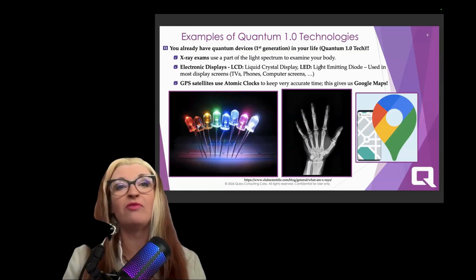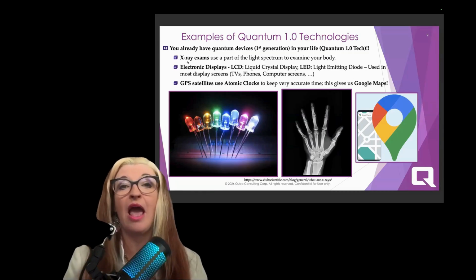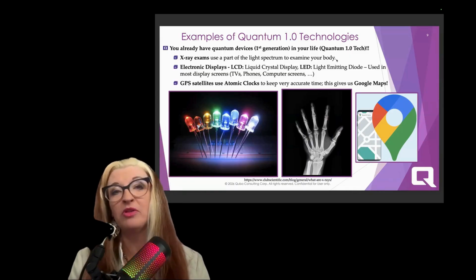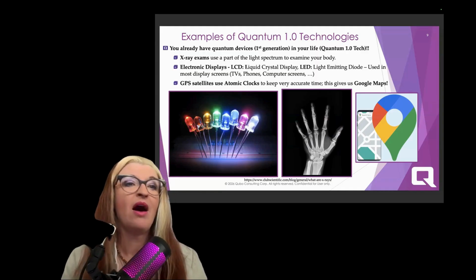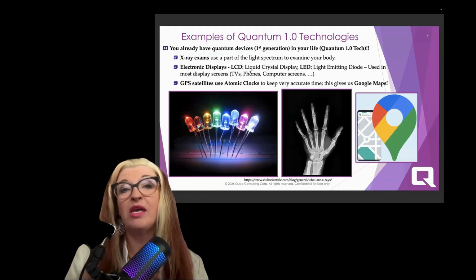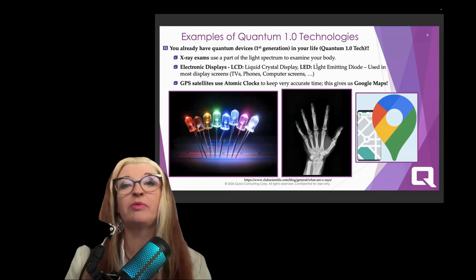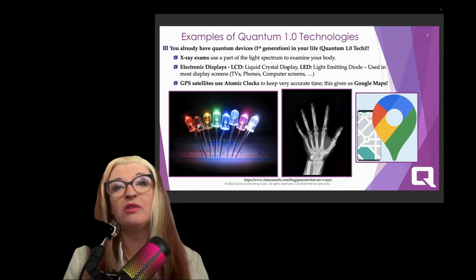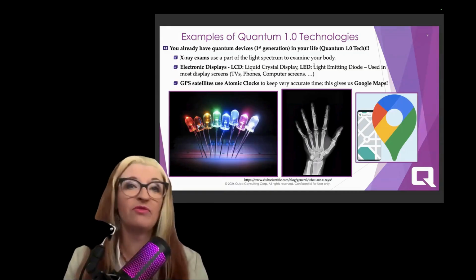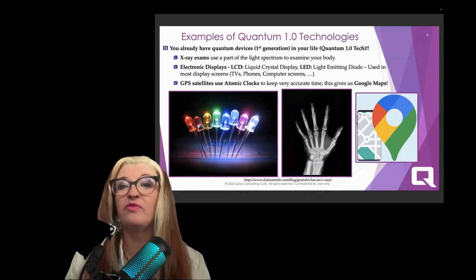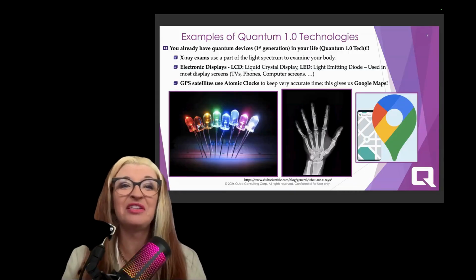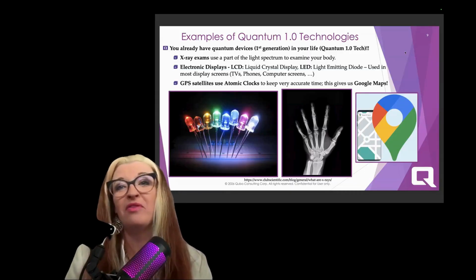Other forms of 1.0 technologies would be like X-rays. That's using a different part of the light spectrum to examine your body. Also electronic displays. Liquid crystal displays and LEDs, light emitting diodes, used in a lot of your TV screens and phone screens. Also GPS. So if you've ever used Google Maps, you've actually used an atomic clock, and that's a form of a quantum technology.